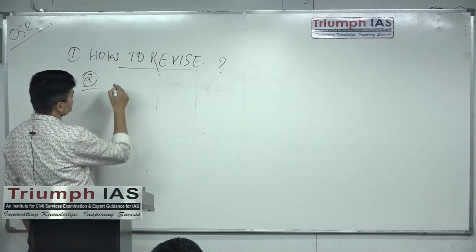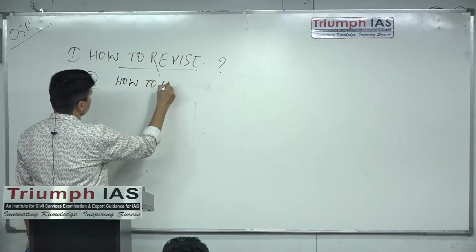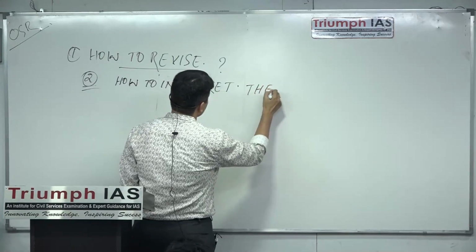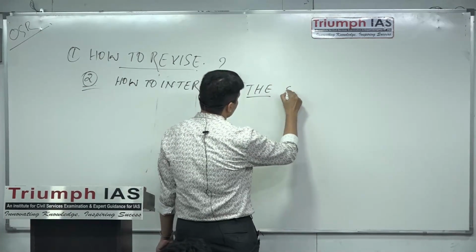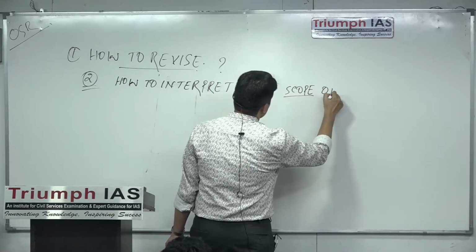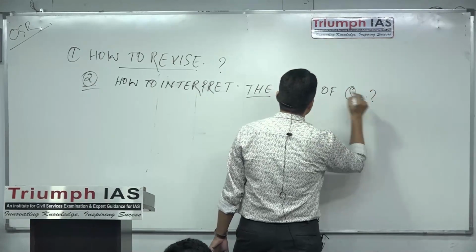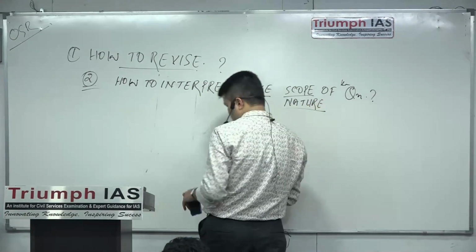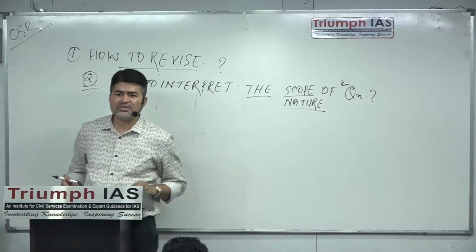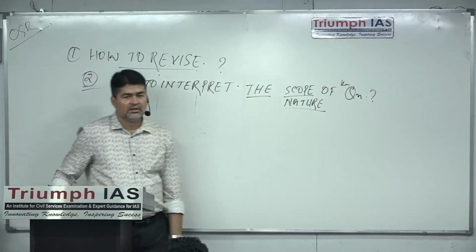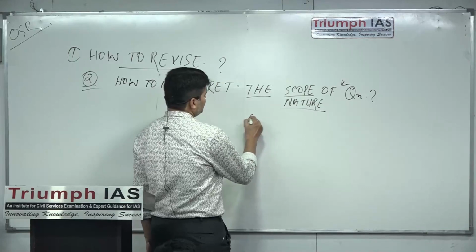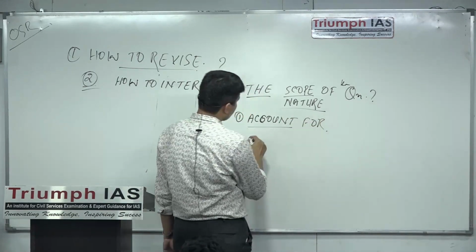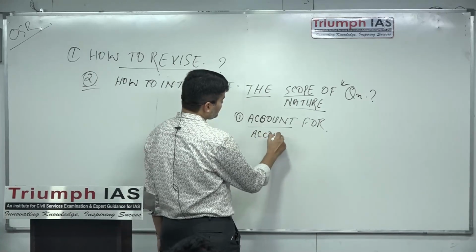Second point of discussion, how to interpret the scope of the question, right? Scope and nature, right? So, Tiwari ji rightly said to interpret on the basis of keywords. So, suppose simple keywords: account for, or give an account of.